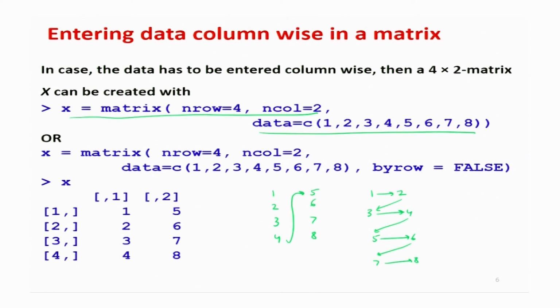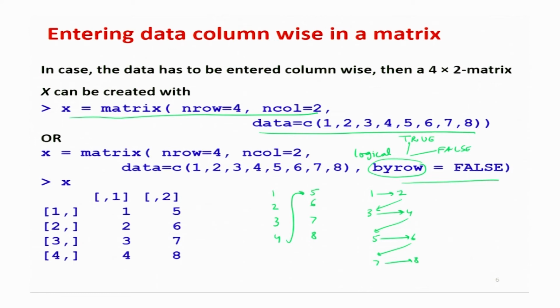So now how to control it? For that we have an option which is byrow, BYROW. This byrow is a logical variable, so it can take two possible values, one is TRUE and the other is FALSE. Now in case you write byrow is equal to FALSE, try to think for a while, what does this mean?